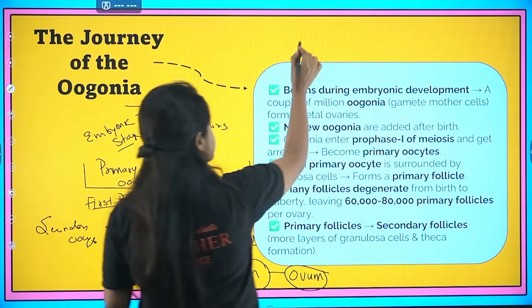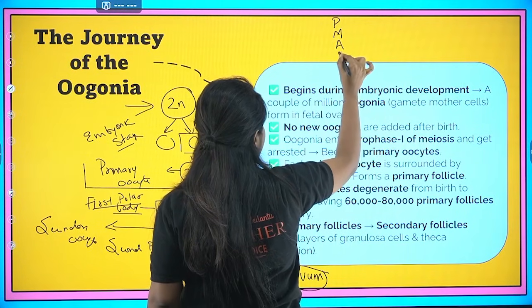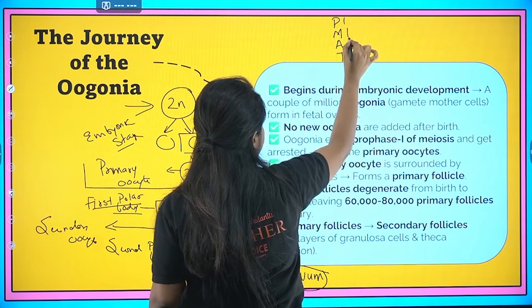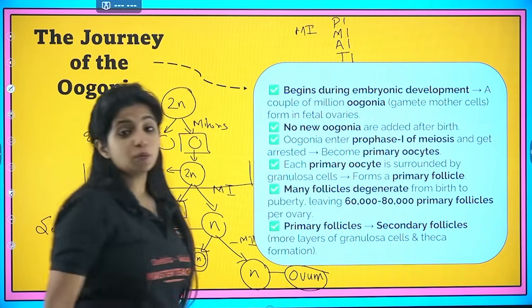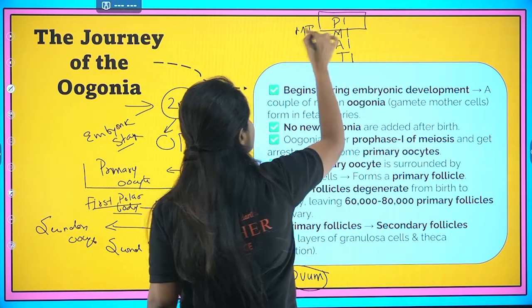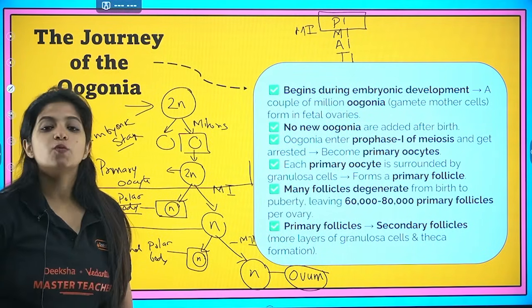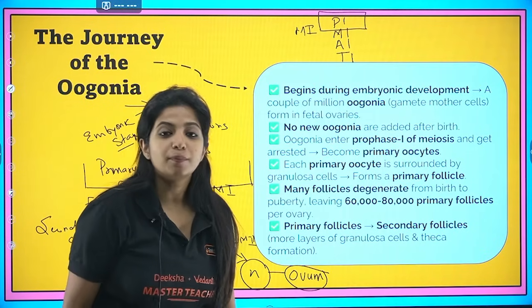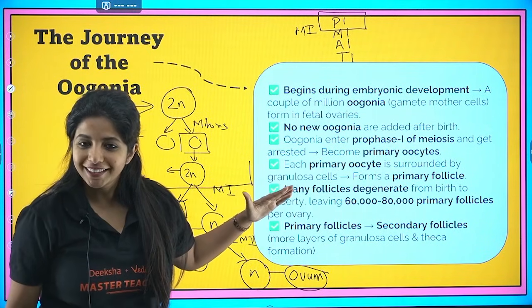So meiosis happens in 4 stages: prophase, metaphase, anaphase and telophase. And this is prophase 1, metaphase 1, anaphase 1, telophase 1, because this is meiosis 1, right? So the primary oocyte wants to undergo meiosis but gets stuck in prophase 1 itself. It is not able to complete it. When will it complete it? When we hit puberty. So it starts off, but it gets stopped in between. You get it?